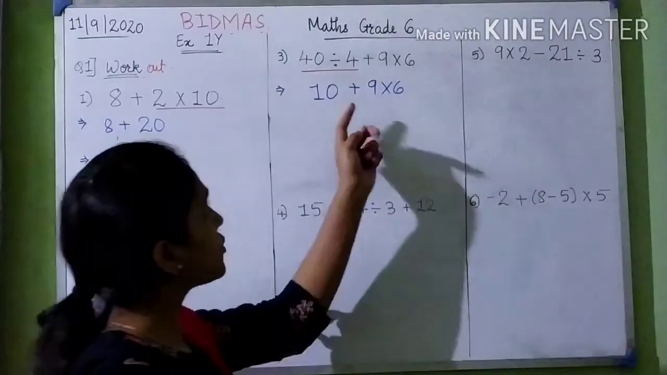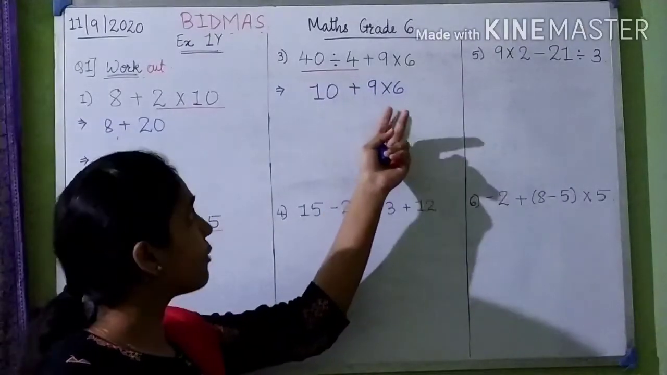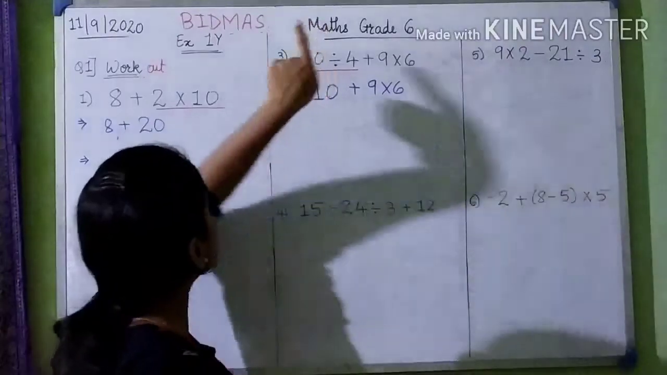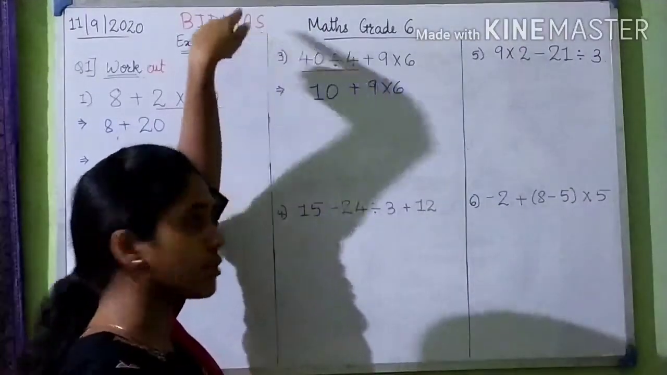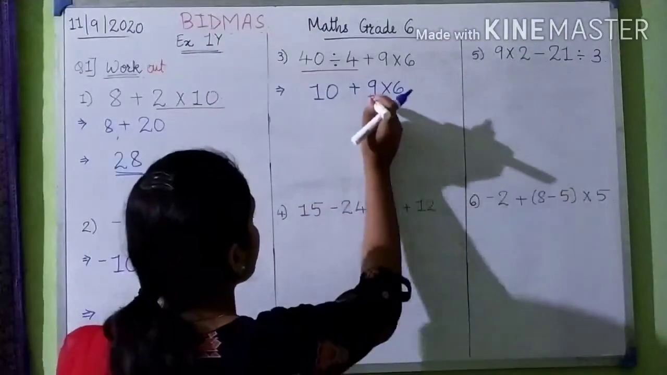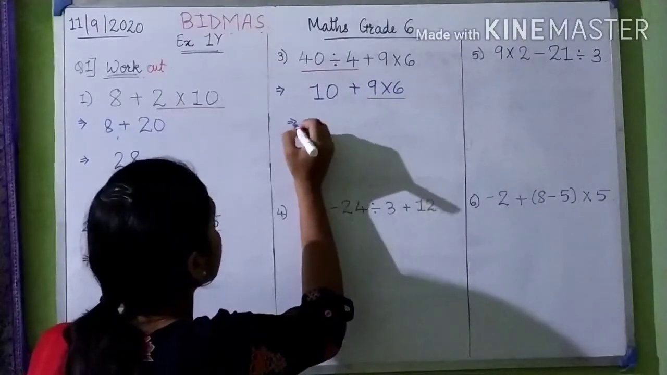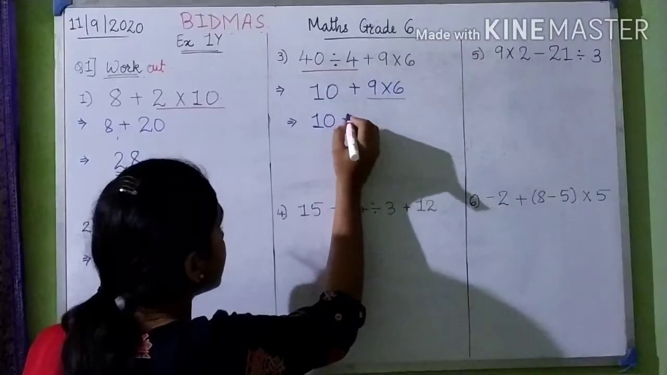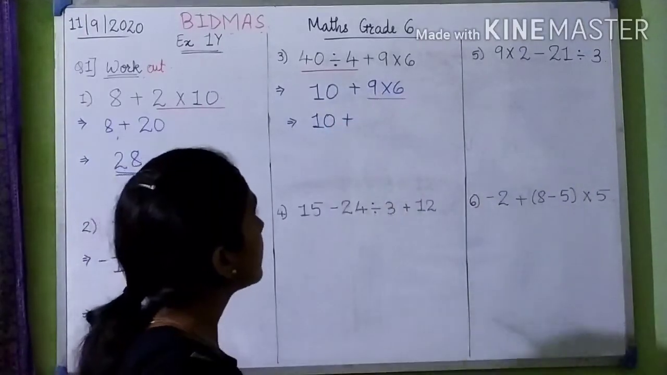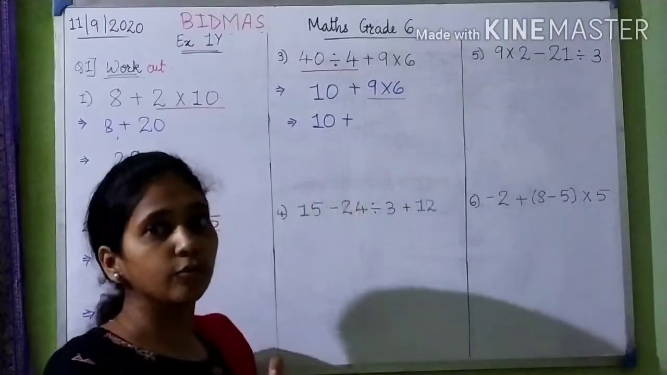Okay. Now there is one addition operation and one multiplication. So which comes first? Multiplication comes first. So we will solve the multiplication first. So we will multiply these two numbers. So 10 remains as it is. What is 9 into 6? 9 5s are 45, 9 6s are 54.